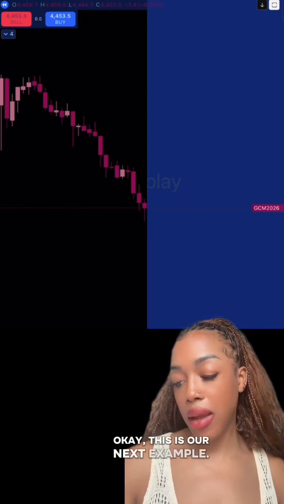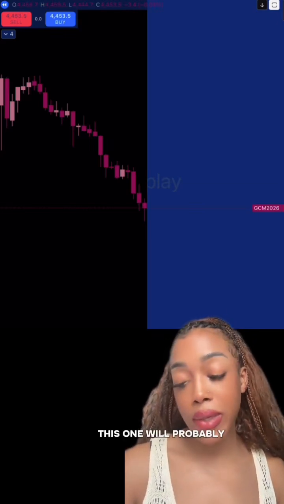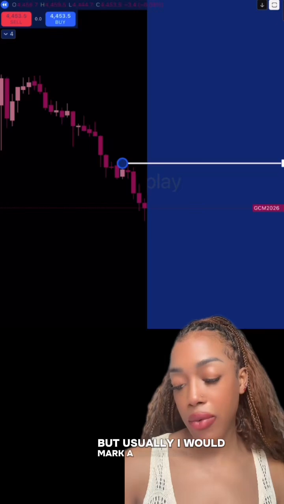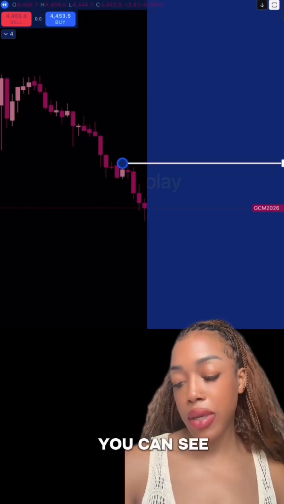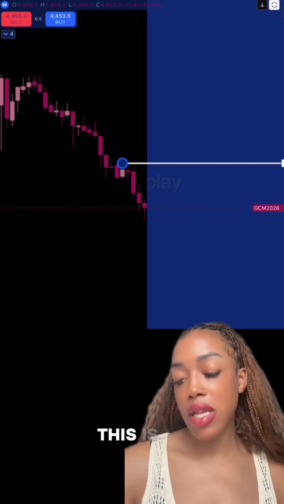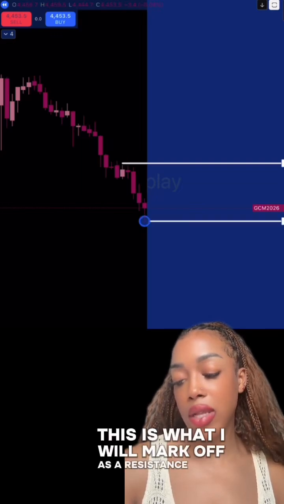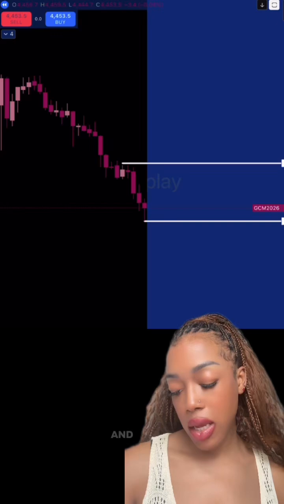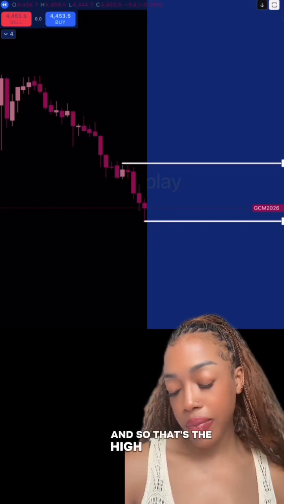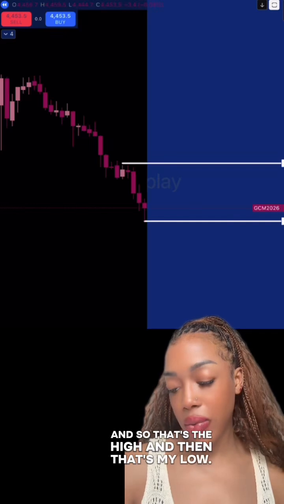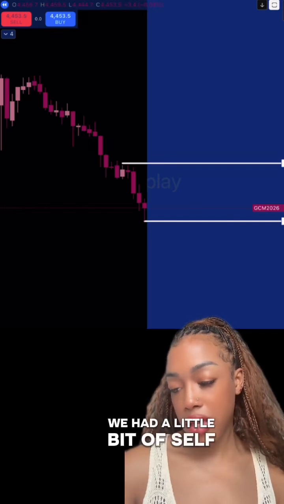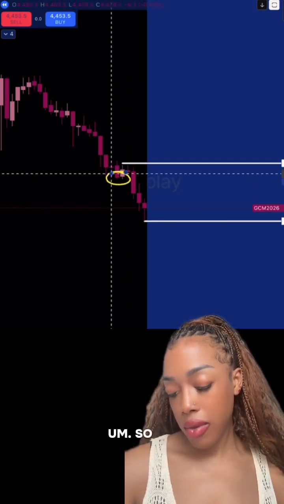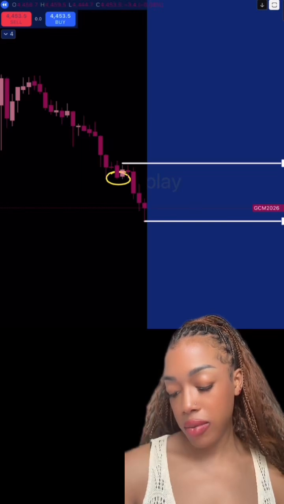Okay, this is our next example. This one will probably look a little complicated to identify, but usually I would mark a resistance level. You can see an opposite color candle here. This is what I will mark off as a resistance level and also a previous high if the market is looking like this. And so that's the high, and then that's my low. We had a little bit of sell side liquidity that was swept here. So let's let it play and see what happens.